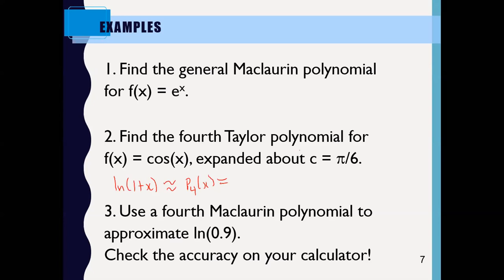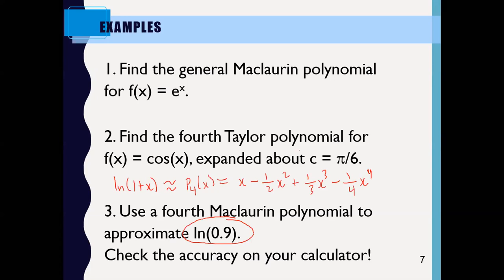Okay? So the 4th polynomial would have been x, and then minus, what would the next thing have been? That next thing would have been minus something times x squared. Minus what times x squared? It was 1 over n, x to the n, right? So it's minus 1 over 2 x squared plus 1 over 3 x cubed minus 1 over 4 x to the 4th. And here I've asked you to approximate the logarithm of 0.9 using the 4th degree Maclaurin polynomial.